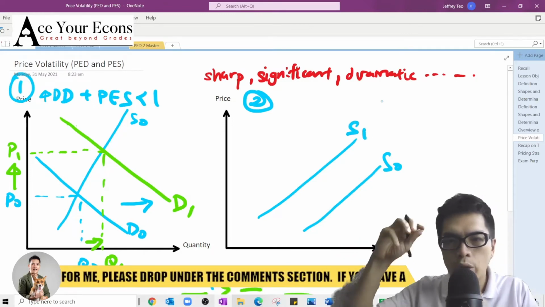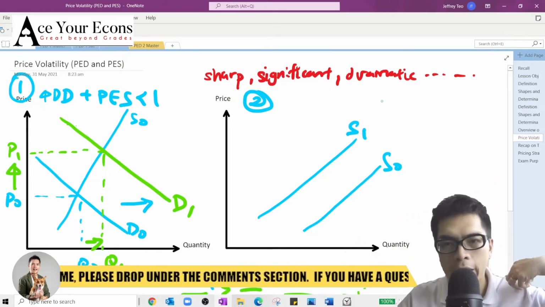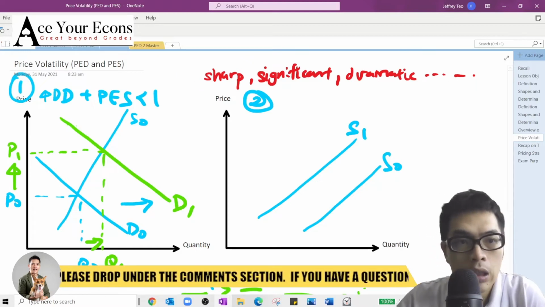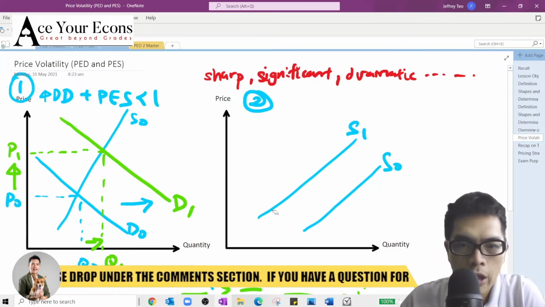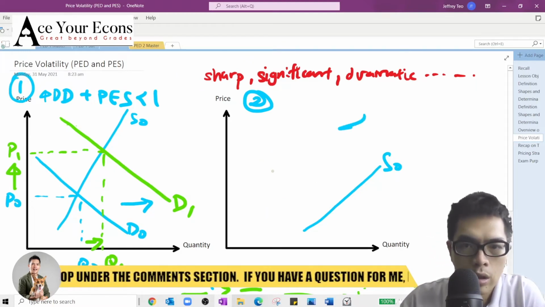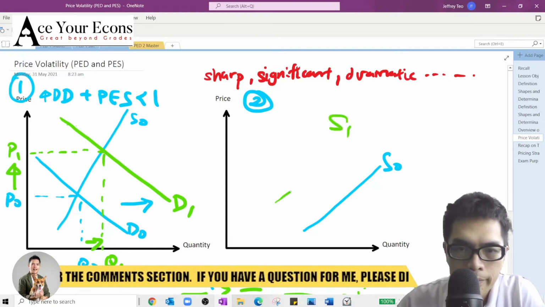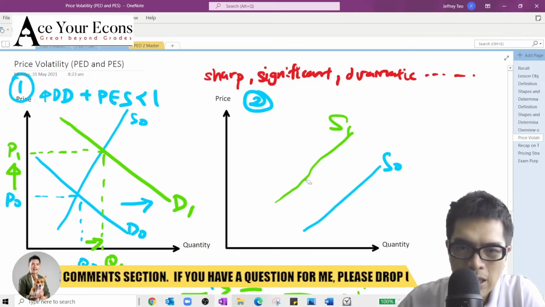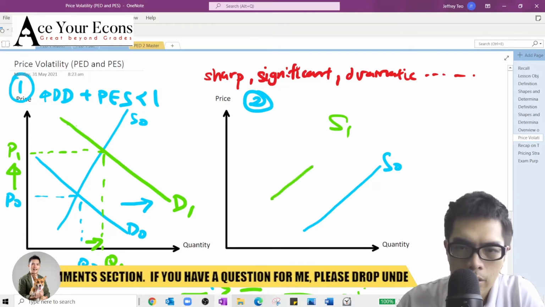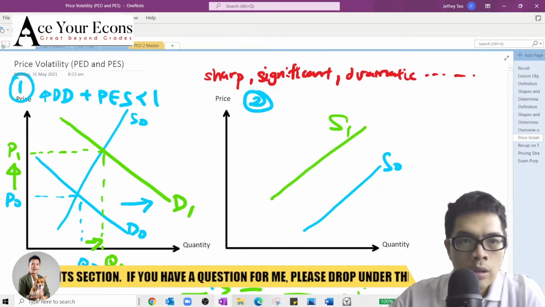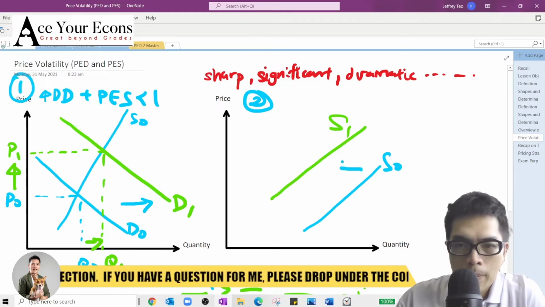Okay, and we need to vary the gradient of your PED. Let's draw this in green, to illustrate something new. Why am I not drawing straight? Alright, okay, so let's insert your demand curve.